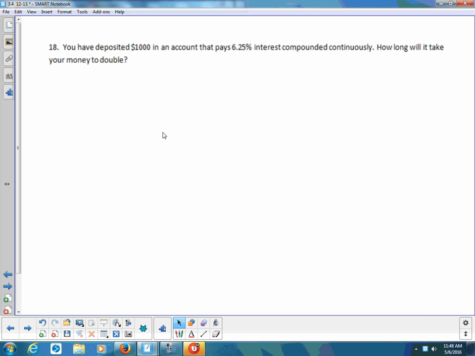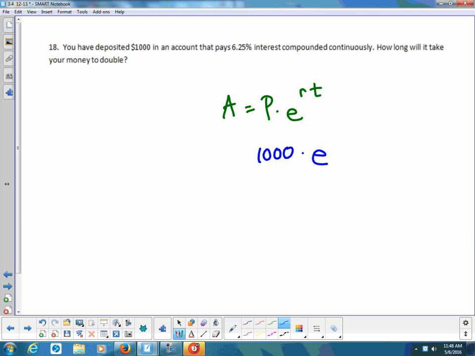Could we throw this into a graph when we get the formula? Should we use the PERT formula? I would use the PERT formula. So that's A equals P times e raised to the rt. What can we plug in here? Your P would be 1,000. All right, P is 1,000. Your e is the real number e, approximately 2.718. Your r is 0.0625.